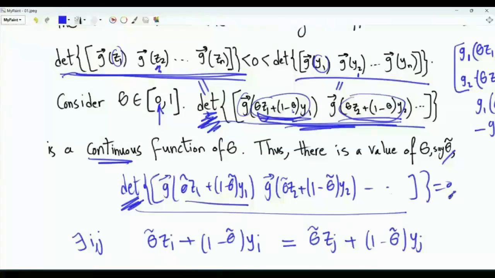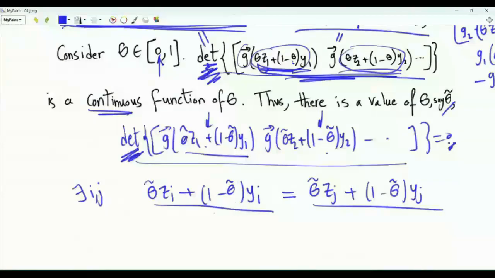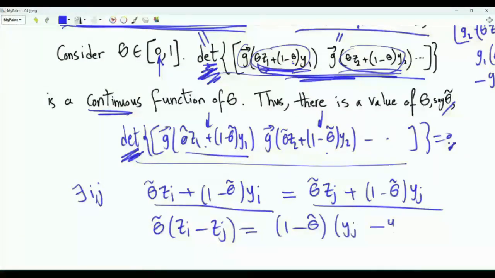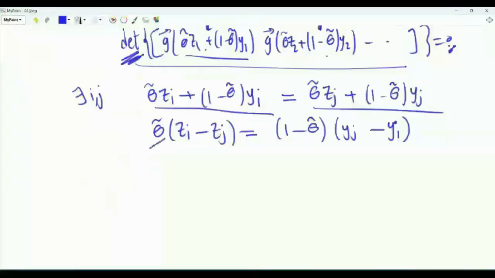The g functions obey the Haar condition, so we cannot get the determinant equal to 0 unless there are 2 points that are exactly equal. If the points are distinct, then the determinant is not equal to 0. The determinant being 0 implies that 2 of those points are exactly equal. But this is nonsense. We can write down this equality as theta tilde times zi minus zj equal to 1 minus theta tilde times yj minus yi. Theta tilde is strictly positive. 1 minus theta tilde is strictly positive.